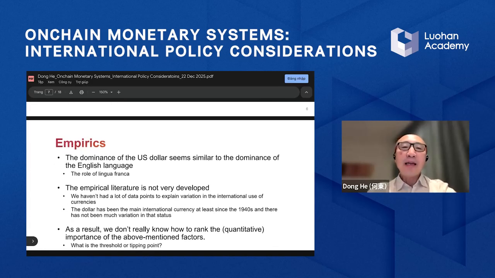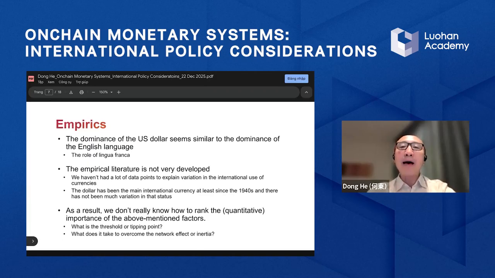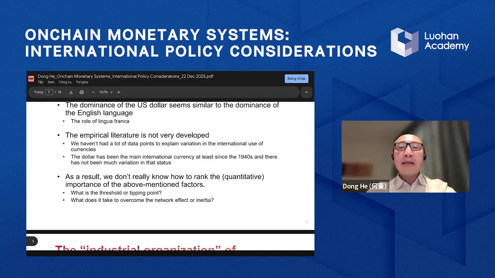Now, that's the theory. In terms of empirics, let me point out that a simple observation is that the dominance of the US dollar seems similar to the dominance of the English language. This is really the role of the lingua franca, or the role of a vehicle currency. But as an economist, I must say that the empirical literature is actually not very developed, because the simple difficulty is that there are not a lot of data to work with. We don't have a lot of data points to explain variation in the international use of currencies.